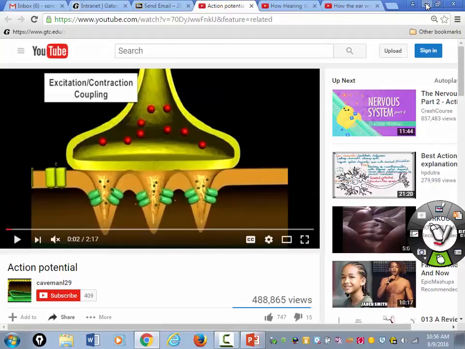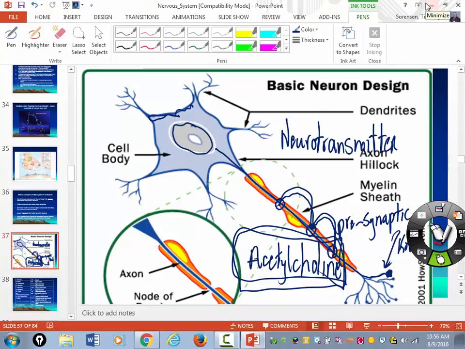That's how skeletal muscle works. A motor nerve is able to stimulate muscle to contract, and that's how skeletal muscle contracts. Say yeah, you got that. All right, let's see. What else we gotta do?